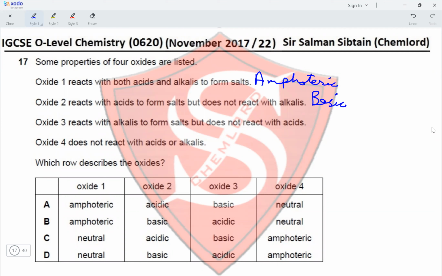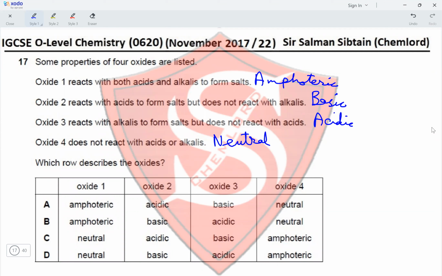Oxide 3 reacts with alkalis to form salts but does not react with acids. Since it is reacting with alkalis, it has to be acidic in nature. And oxide 4 does not react with acids or alkalis. So this oxide is a neutral oxide.